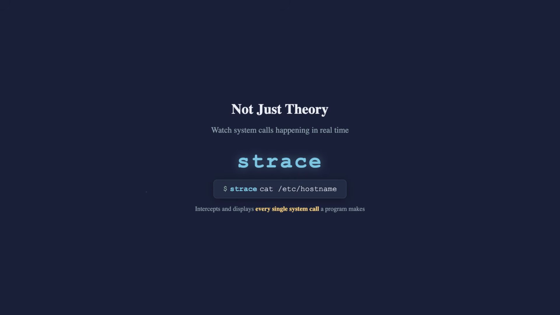Everything we've discussed isn't just theory. You can actually watch system calls happening in real time. The tool is called strace. Run strace followed by any command, and it will intercept and display every single system call that program makes. Let's try it with a simple cat command on a small file.